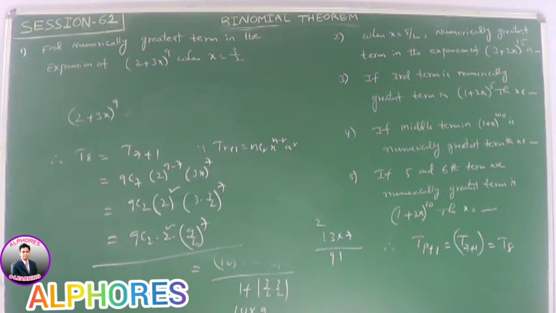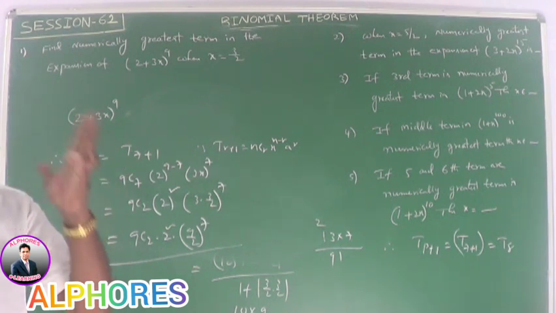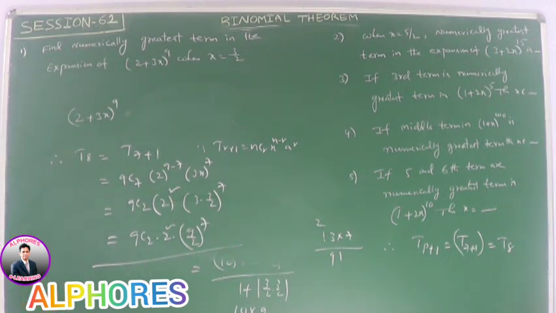For getting the numerically greatest term, first we reduce the given binomial into 1 plus x whole power n. Then find the value of n plus 1 into mod x by 1 plus mod x. Suppose that value is an integer, we get two numerically greatest terms. Suppose that value is not an integer, we get only one numerically greatest term, that is p plus 1. Okay. Next, second one.